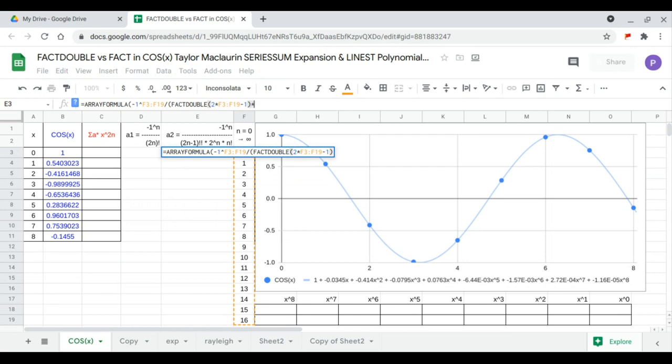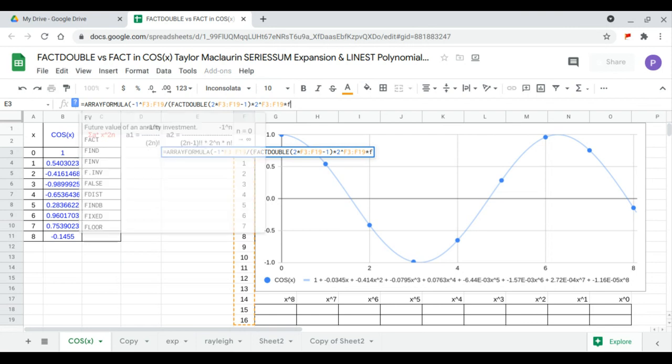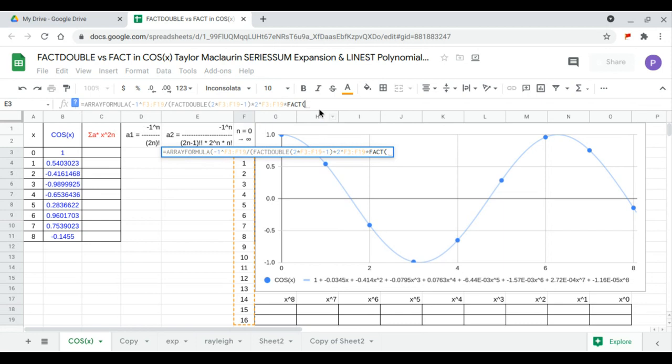The second part, 2 to the power n, 2 raised to the power n. And finally, the third part. The third part is factorial n. So factorial of n. And enter.